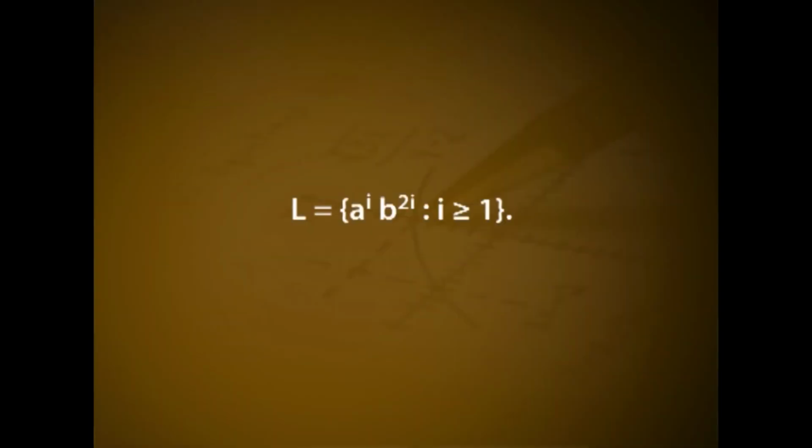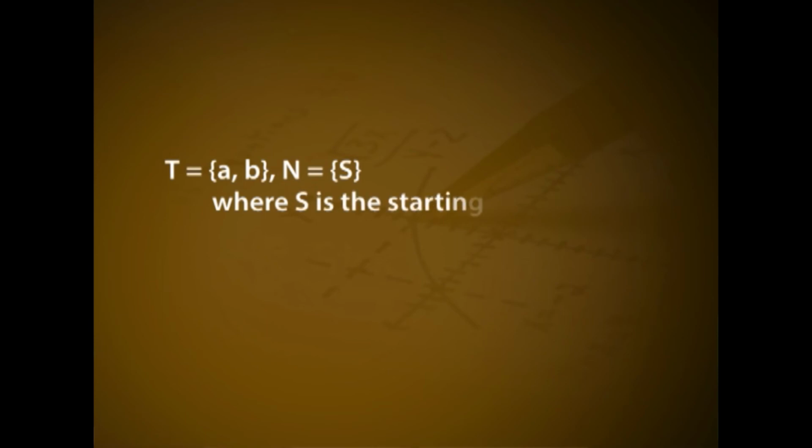Next example, consider the language L = {a^i b^2i such that i ≥ 1}. Taking T = {a, b}, N = {S}, where S is the starting symbol, and S gives aSbb, S gives abb as the productions, we can generate L.